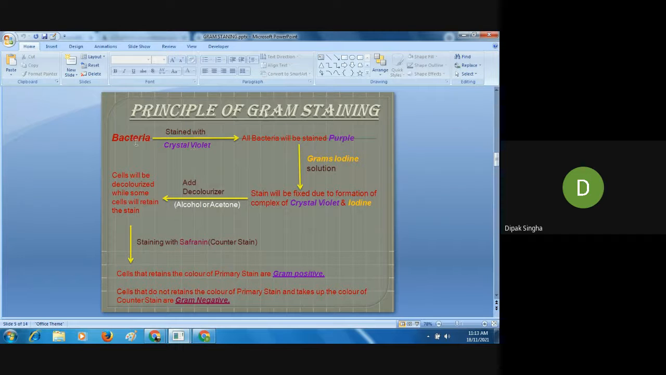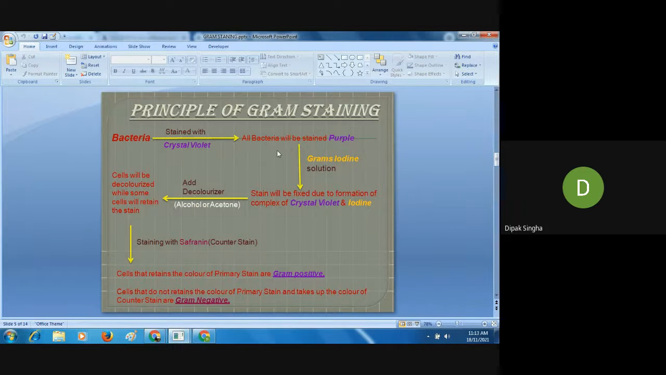After the crystal violet solution is added, that is the gram stain with crystal violet, all the bacteria will be stained purple, because crystal violet is violet, meaning purple color. Okay, all the bacteria will be stained purple color. Step by step you can remember it.